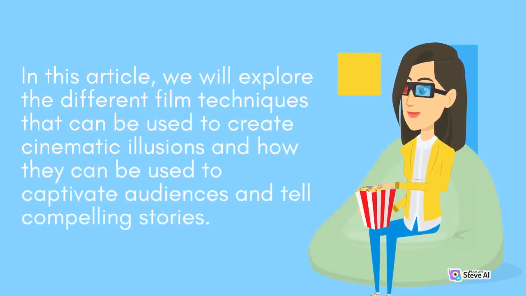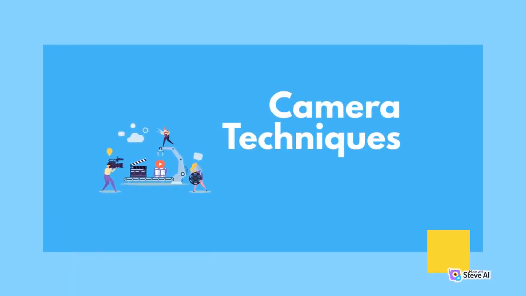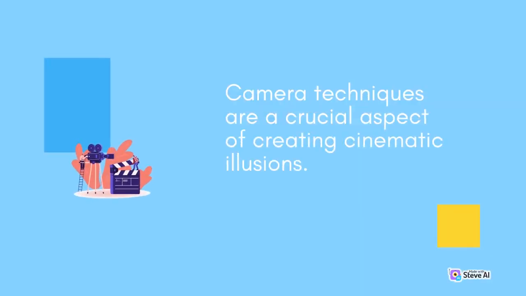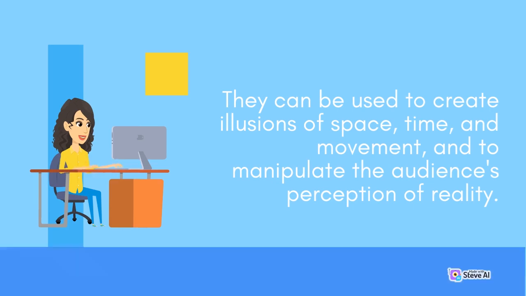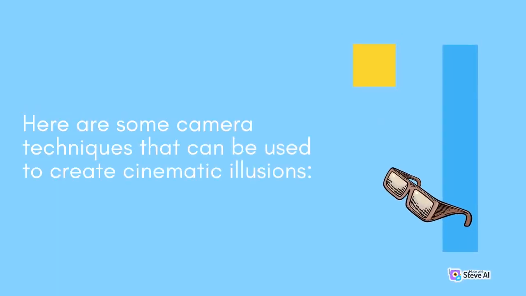In this article, we will explore the different film techniques that can be used to create cinematic illusions and how they can be used to captivate audiences and tell compelling stories. Camera techniques. Camera techniques are a crucial aspect of creating cinematic illusions. They can be used to create illusions of space, time, and movement, and to manipulate the audience's perception of reality. Here are some camera techniques that can be used to create cinematic illusions.